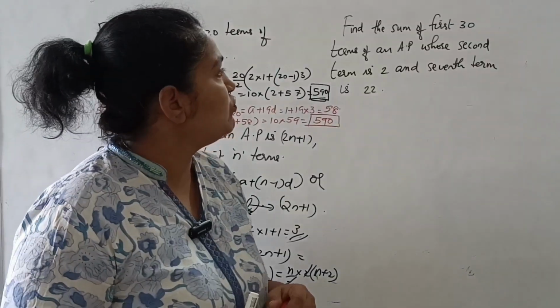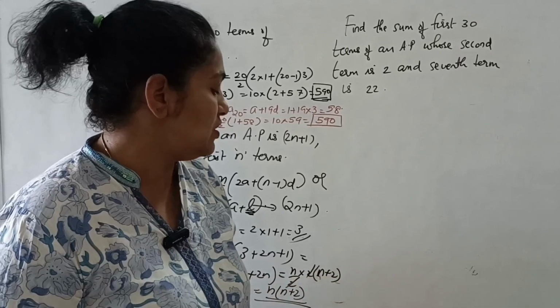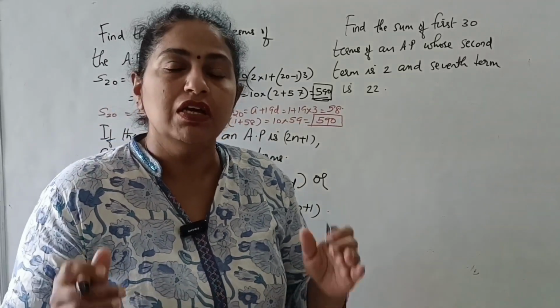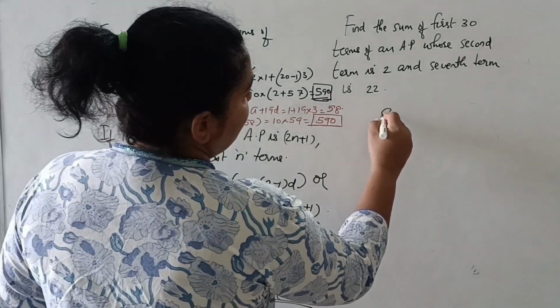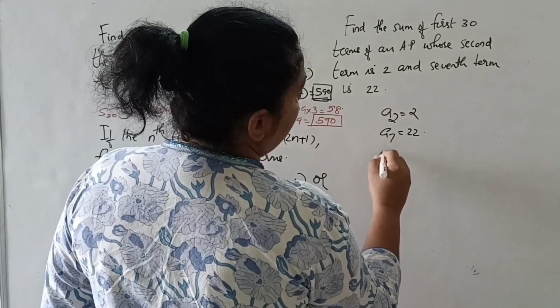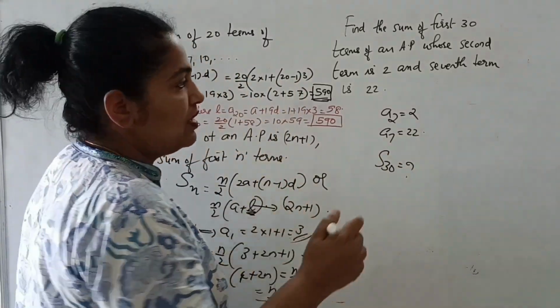Find the sum of the first 30 terms of an AP whose second term is 2 and the seventh term is 22. So we have been given the second term and the seventh term. So let us write it down. Second term is a2 equal to 2 and the seventh term is a7 equal to 22. You need to find S30. Now, what are the formulas that we know?